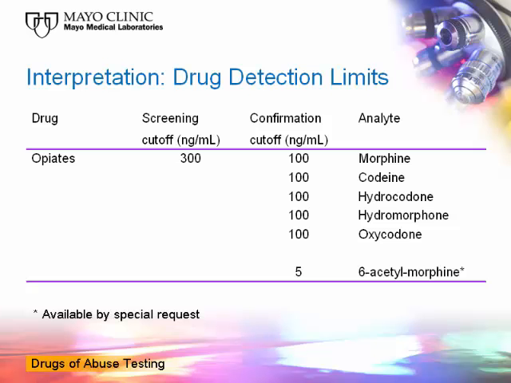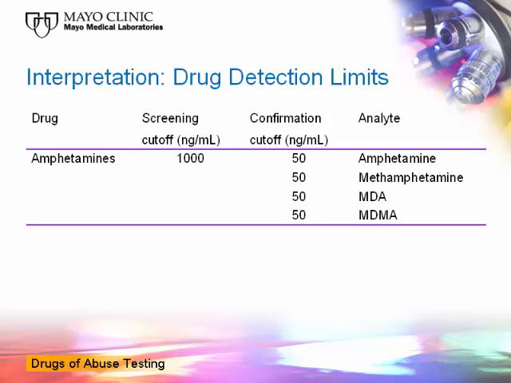As you can see from these slides, for example, in the opiate assay, the screening cutoff is 300 nanograms per mL, but the confirmation cutoff for most analytes is 100 nanograms per mL, except for monoacetylmorphine, which in our laboratory is available as a test, but only by special request. You can see here that the screening cutoff for amphetamines is 1,000 nanograms per mL, but our confirmation cutoff for amphetamine, methamphetamine, MDA, and MDMA is 50 nanograms per mL.